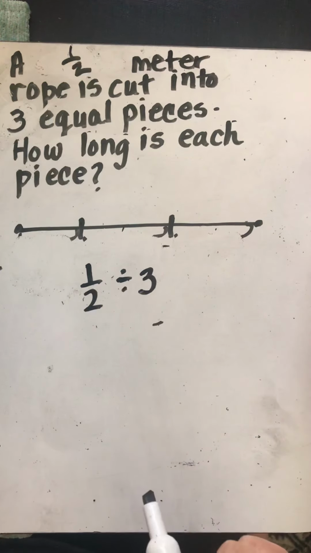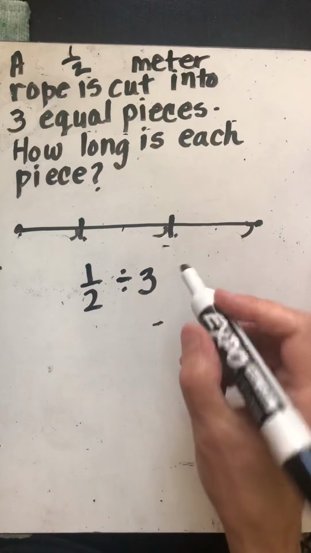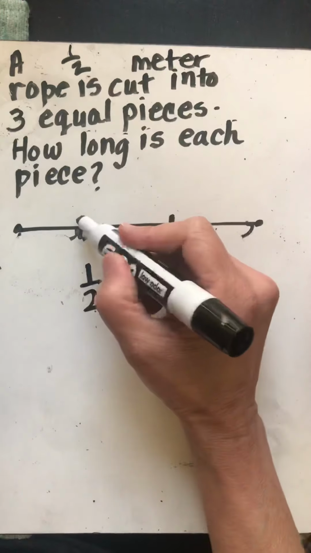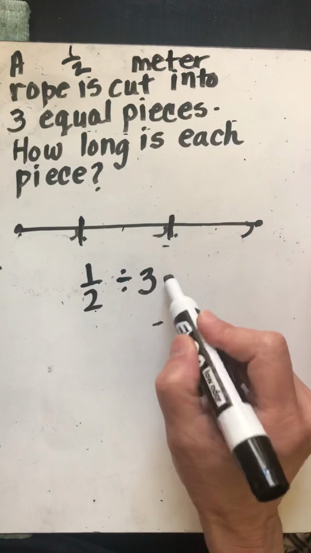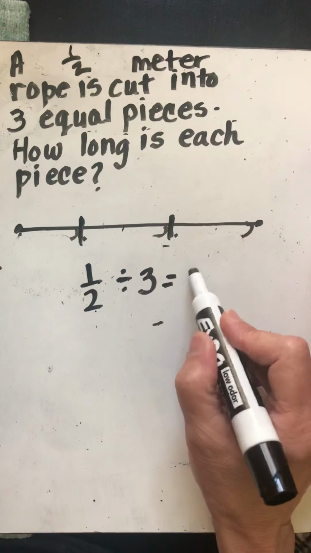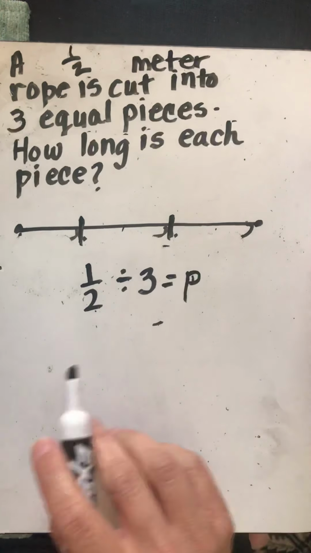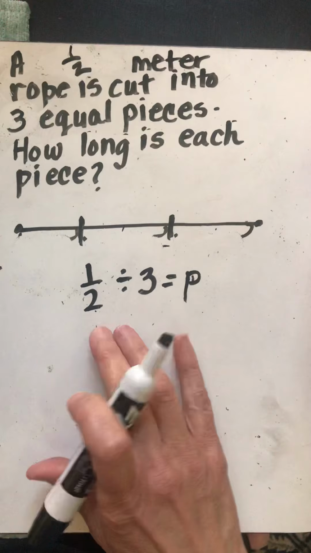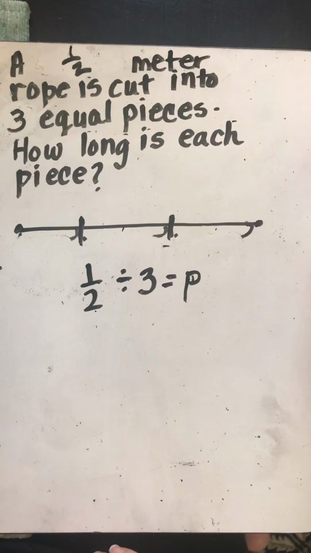This is going to be a fraction. This is a fraction of a meter right now. It's a 1/2. And we're going to make it equal P for how long is the piece. Okay. So now we can go ahead. How are we going to solve that? Let's think about that for a minute. 1/2 divided by 3 equals P. How are we going to solve that?